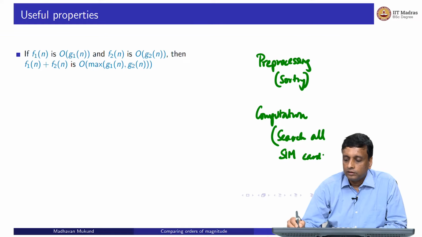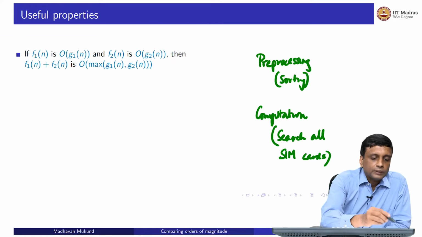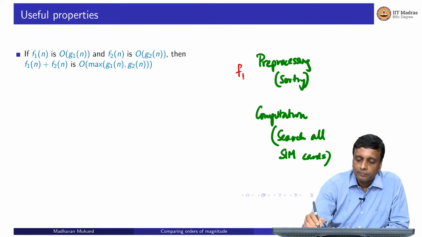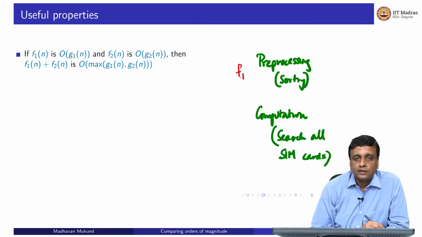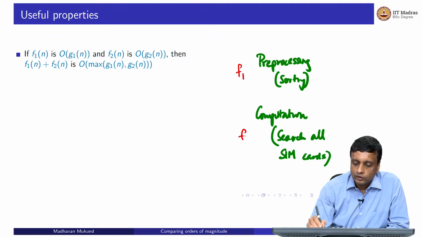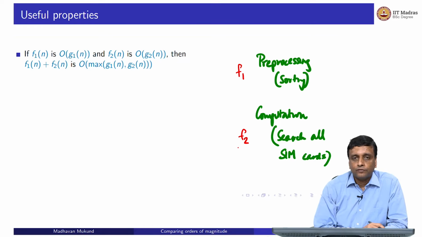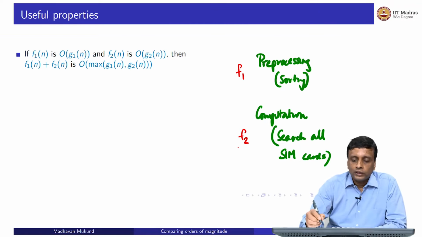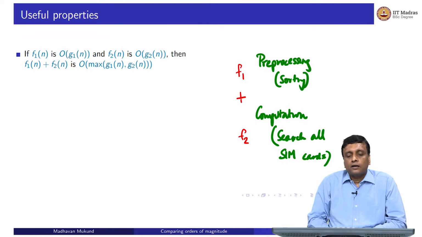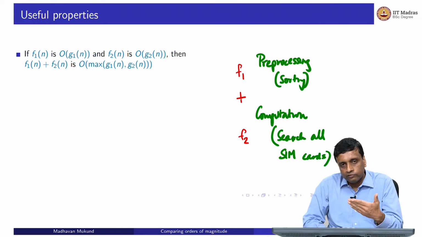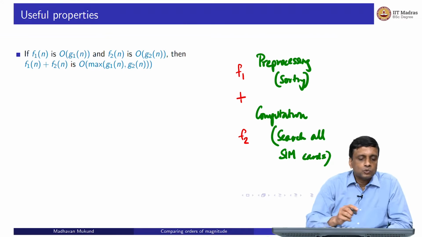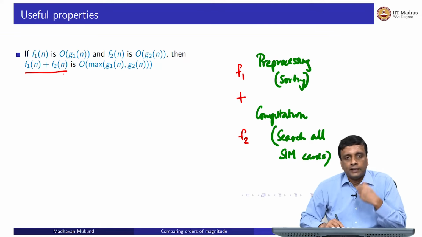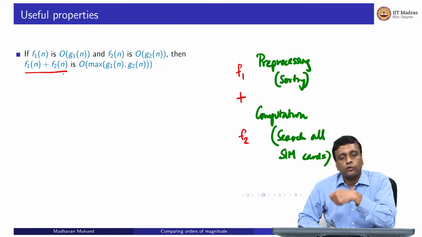Right. So now I might do some kind of analysis and get some F1 as the complexity of that, and I might do some analysis and get F2 as the complexity of this. So I have two different algorithms, one which sorts the cards and one which assumes the cards are sorted and then compares. So the total time that I want to reason about for this algorithm is F1 plus F2, because I first have to do F1 work, then I have to do F2 work. So that's what this is saying. So F1 of n plus F2 of n. I've taken input, I first do F1 work and then I do F2 work.